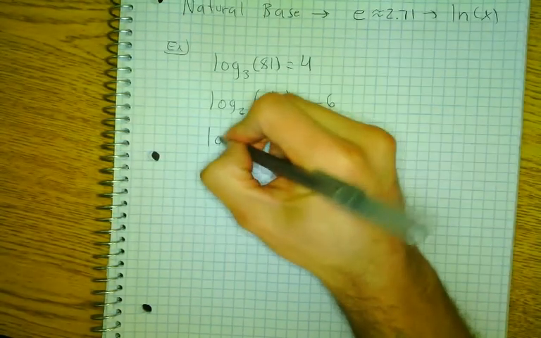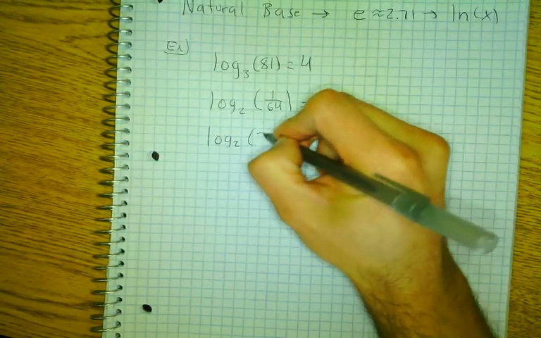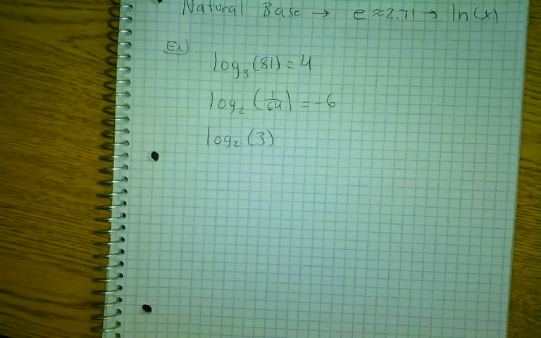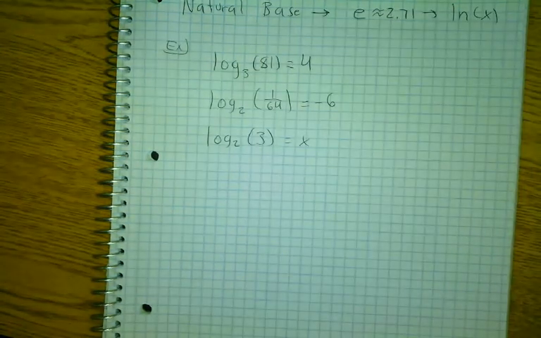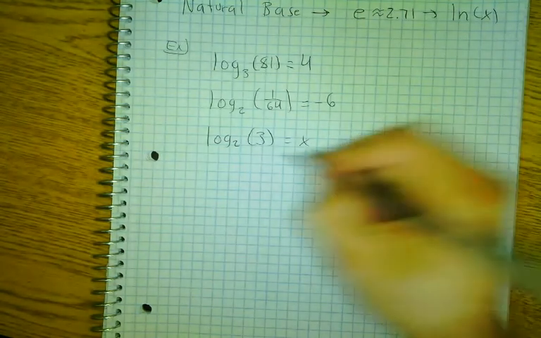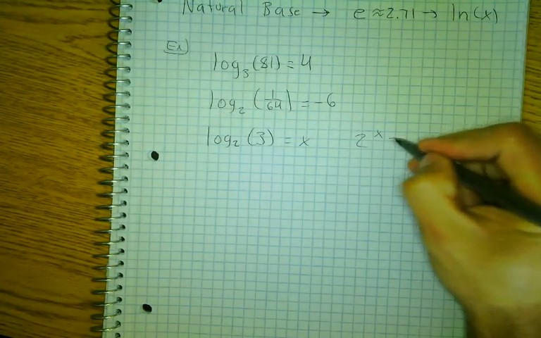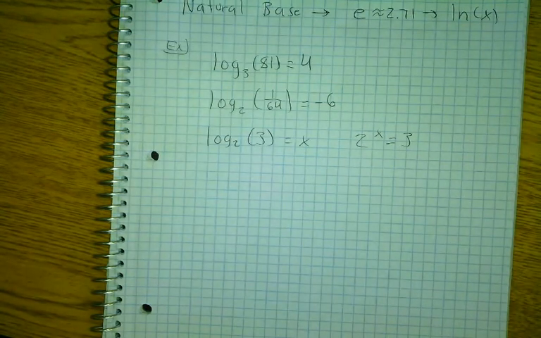What if I give you something like this? I don't know. Log base 2 of 3. So basically, right now you don't know what it is, right? So we can call it x. So what you're suggesting is that I can rewrite this as 2 to the power of x is equal to 3, right? 2 to what power gives you 3? Square root 3? 2 to the power of square root 3?